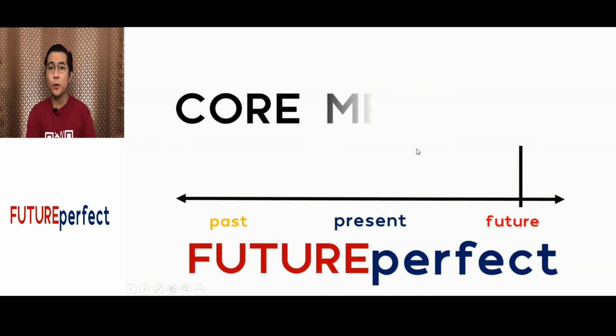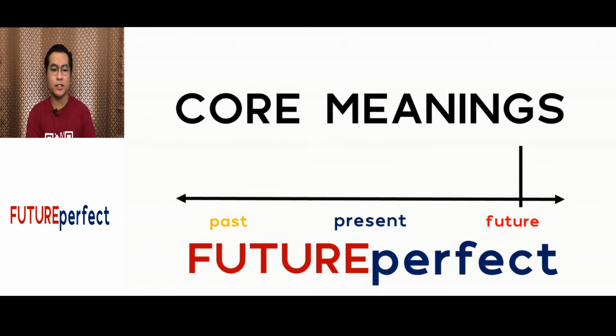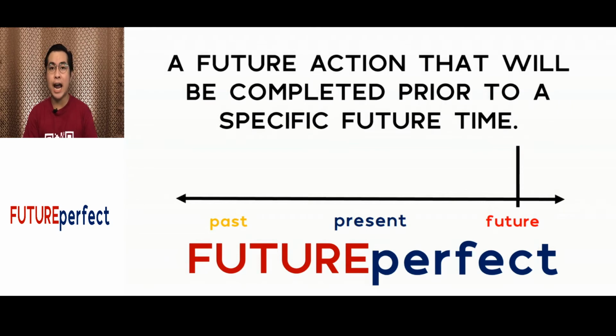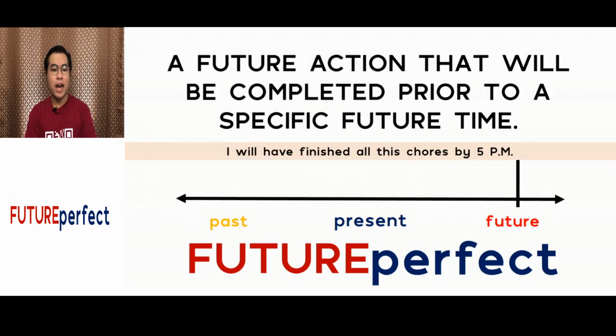Now, we also have core meanings for the future perfect. What are these core meanings? The first one is a future action that will be completed prior to a specific future time. So we have, I will have finished all these chores by 5 p.m.